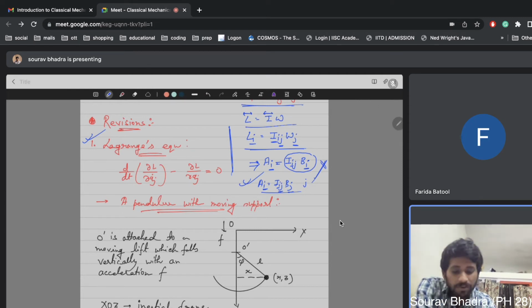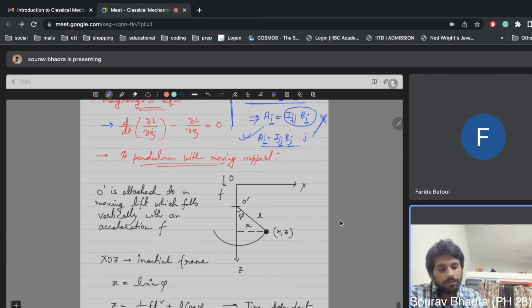All of you know that Lagrange's equation is d/dt (∂L/∂q̇j) minus ∂L/∂qj equals 0, where L can be written as T minus V for a conservative system, where T is the kinetic energy and V is the potential energy. I think you all know this and have not forgotten it.